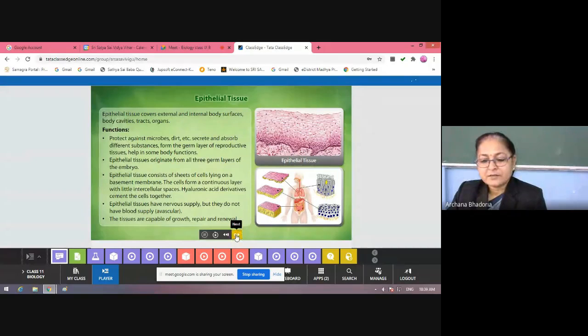Noted everyone? Forms the covering of the body and all the internal organs. And forms the inner lining of all internal organs.